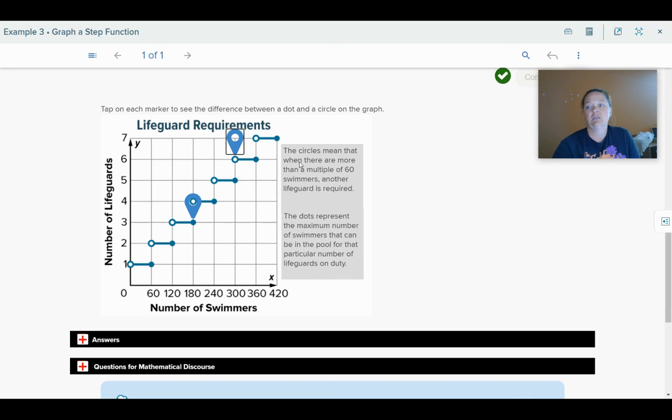The circles mean that when there are more than a multiple of 60 swimmers, another lifeguard is required. So when you get to that open dot, it's time to call in another lifeguard to help supervise all the people in the pool.